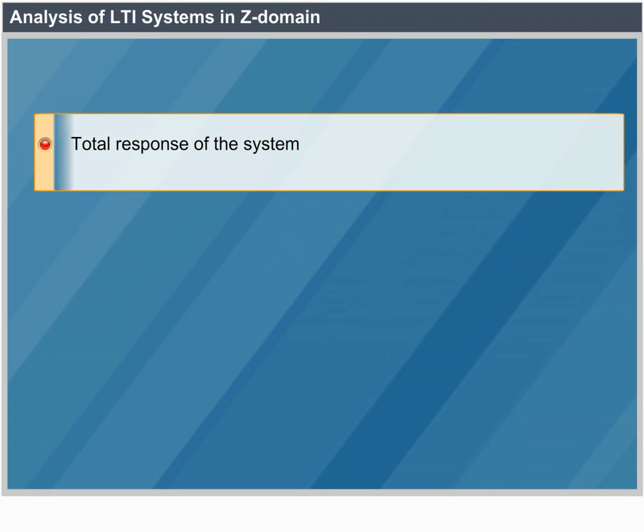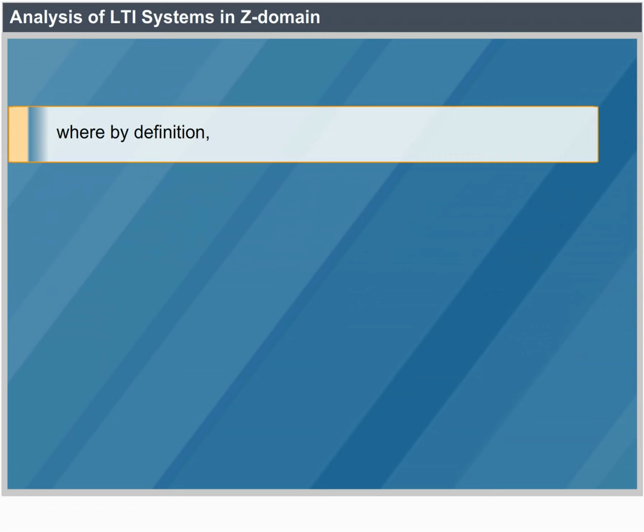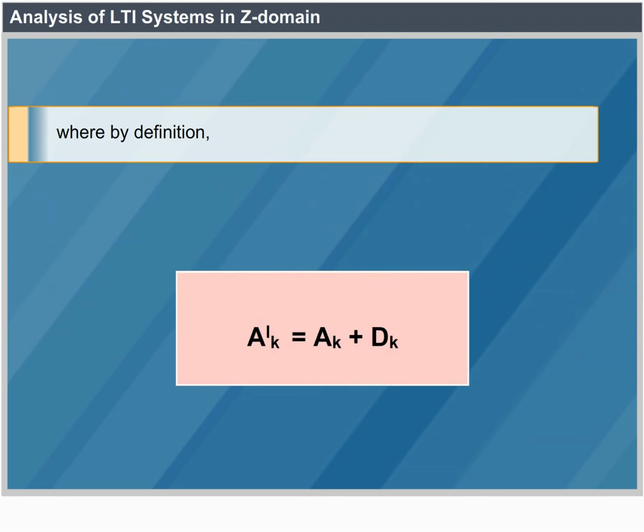Total response of the system y(n) = summation k = 1 to N of a_k' p_k^n u(n) plus summation k = 1 to L of Q_k q_k^n u(n), where by definition a_k' = a_k + d_k.